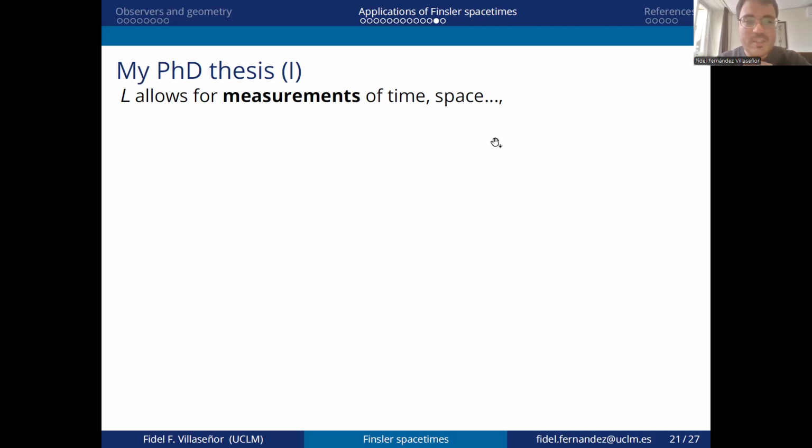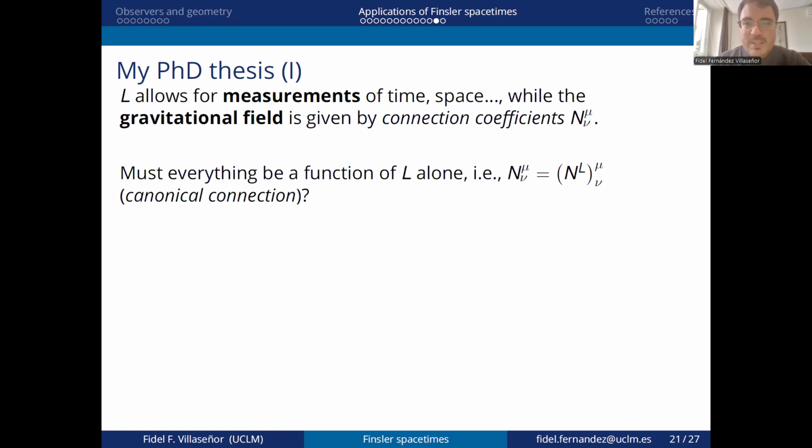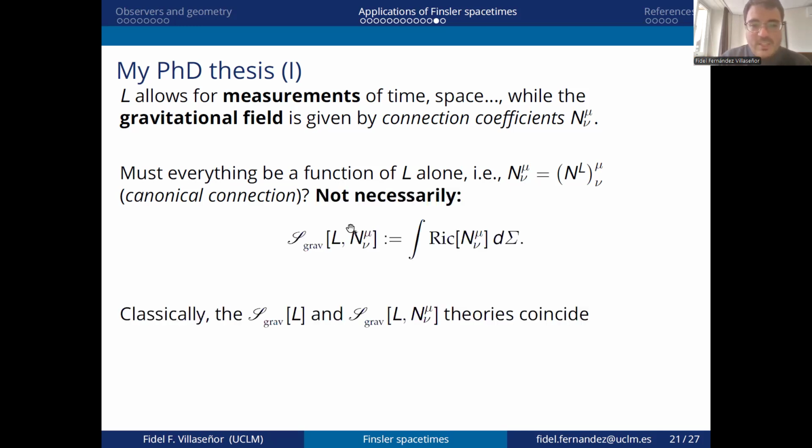And okay, the starting point of my thesis is that this metric, this invariant L, allows for measurements of time, space, and other things. But really, if one is more precise than before, the gravitational field is given by another object, which is encoded in these so-called connection coefficients. They are functions with two indices of this type. The details don't matter, but the point is to ask, must really be everything a function of L alone? In other words, must this gravitational field depend on the metric in a very precise way, which is called the canonical connection? The answer is, of course, not necessarily.